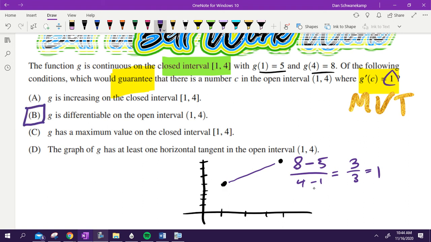B, because if I'm talking about mean value theorem, I have to be differentiable. It didn't say I was differentiable up here. It only said I was continuous. So in order for mean value theorem to apply, it has to be differentiable. It doesn't have to be increasing. It could be doing anything like this. It could be crazy lines. Doesn't matter. G has a maximum on the closed interval. That doesn't help me. I need to be differentiable. One horizontal tangent. That doesn't have to be true. I have to be differentiable. That's what I needed. Questions on that one?